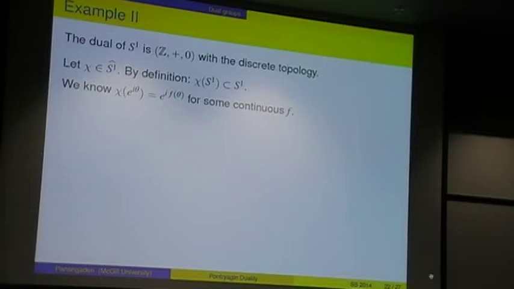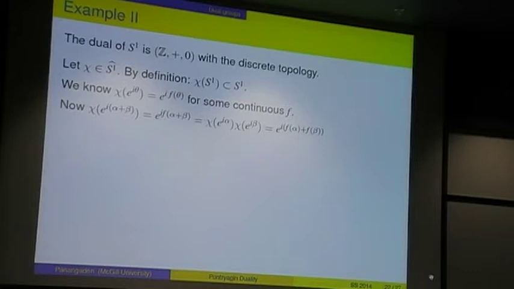So what can this character do? Well, we recognize that a generic element of the circle can be written in the form e to the i theta, where theta is a real number. And it's going to some other point in the circle, so it'll be e to the i f of theta for some continuous function f. Why is f continuous? Because chi is continuous. Now you can observe a simple fact. If I look at e to the i alpha plus beta, then of course that's going to be f of alpha plus beta, because that's what chi is supposed to do.